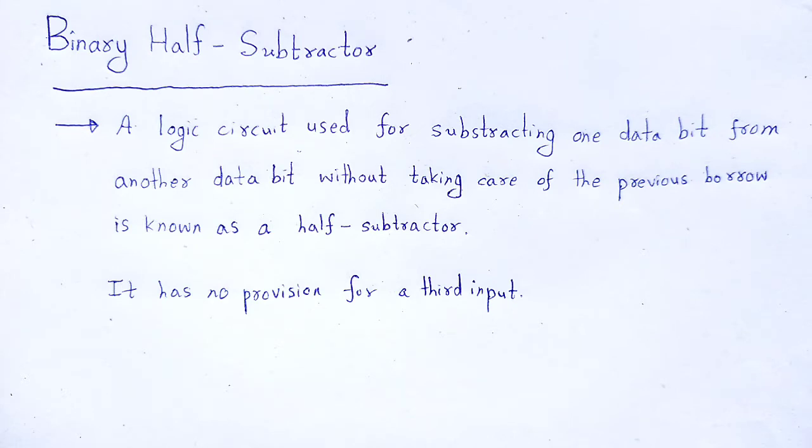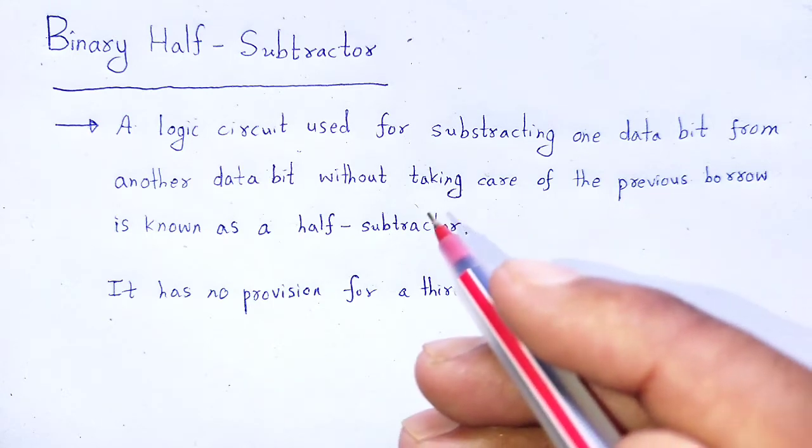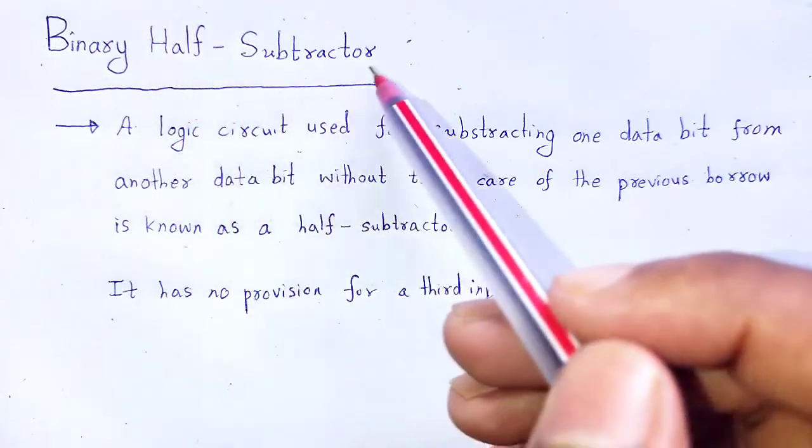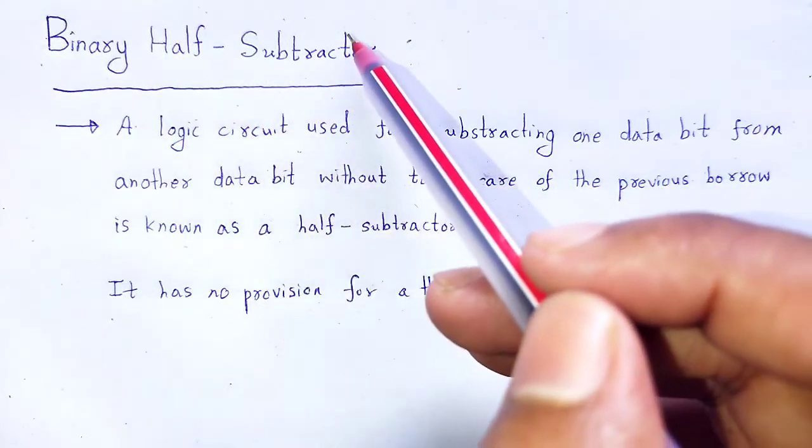nearly around within 1 microsecond, millions of arithmetic operations are performed. So, here we discuss binary half subtractor. Binary half subtractor is one kind of arithmetic circuit.